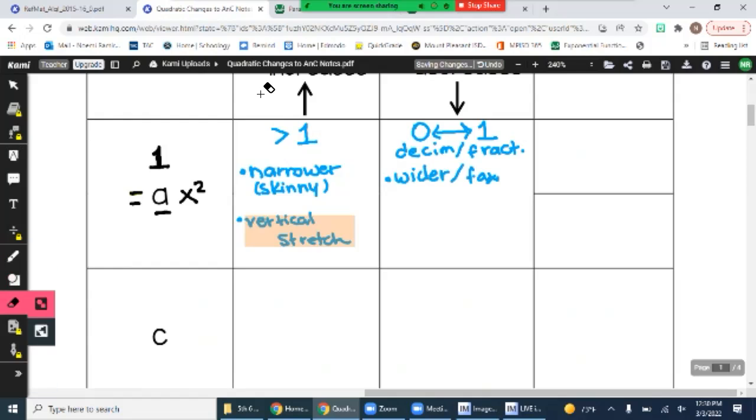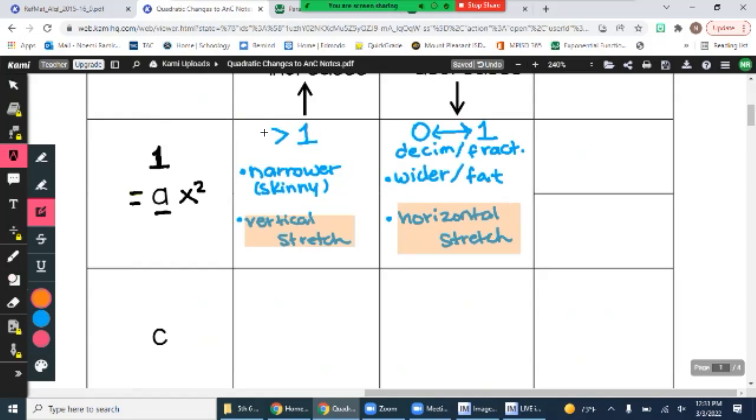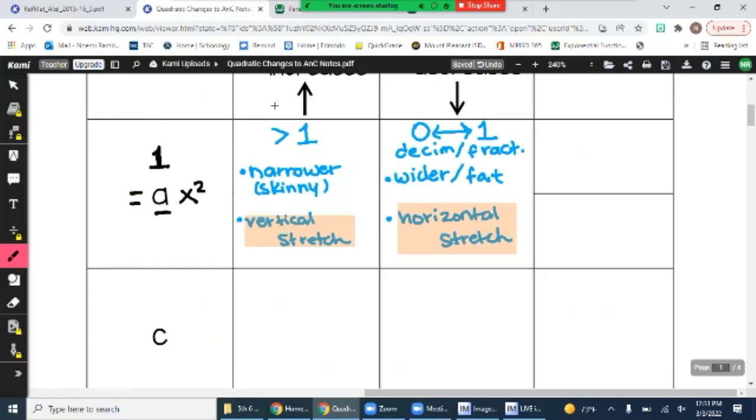Not fat, it's fat. I was going to write the word fat. It's making my parabola fatter. Okay, so it's getting wider. We use the term horizontal stretch. And I always like to think about it this way: fractions make you fatter, just because they both start with an F. Nothing to do with anything else.